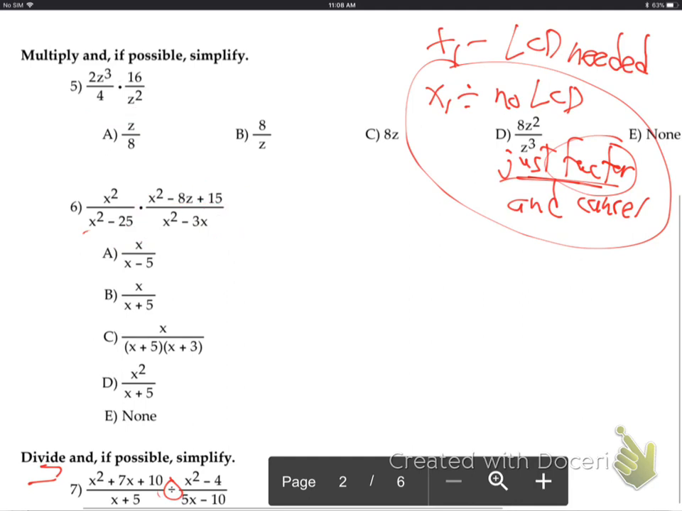Okay, so coming up here, let's actually do this problem. So look at it, number 5. No adding, subtracting anywhere. So it's an easier problem. What do we do?